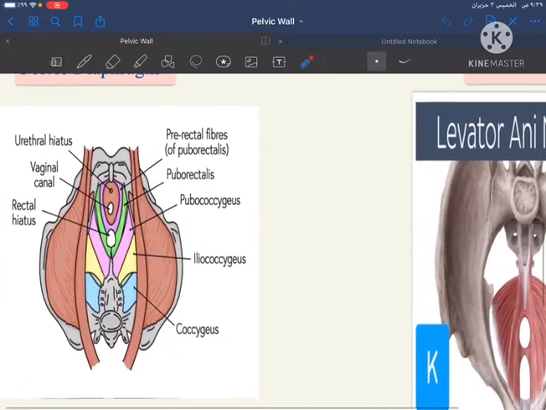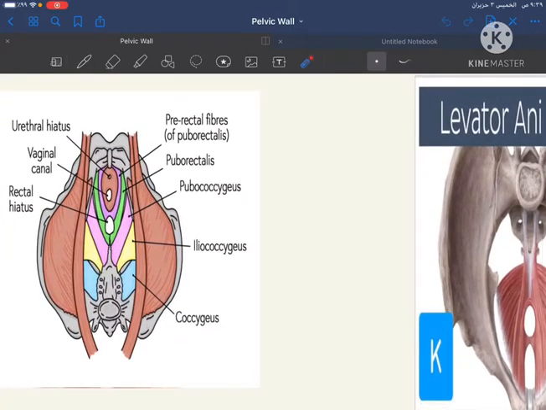Pelvic diaphragm. What is the meaning of the pelvic diaphragm? The pelvic diaphragm is composed of two muscles. The first muscle is the levator ani muscle. In this figure, the levator ani muscle is composed of many fibers, shown with different colors. And this is the coccygeus muscle, with a blue color. So the diaphragm is composed of the levator ani muscle and the coccygeus muscle.